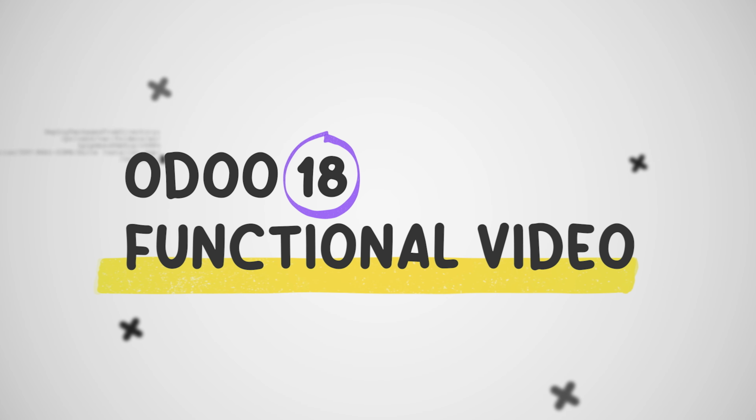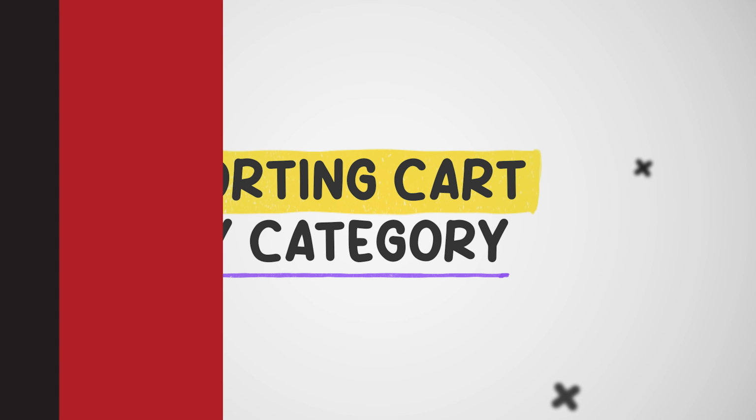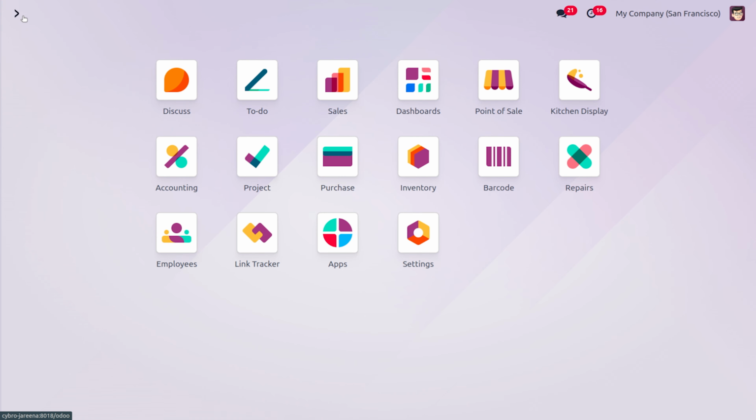In today's video, we will discuss sorting a cart by category. Sorting a shopping cart by category is a common feature in point of sale applications, and this involves organizing products within the cart based on their assigned categories. So let's see how we can manage this in point of sale.